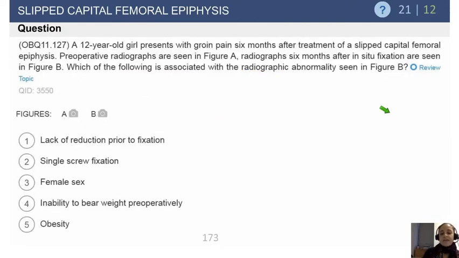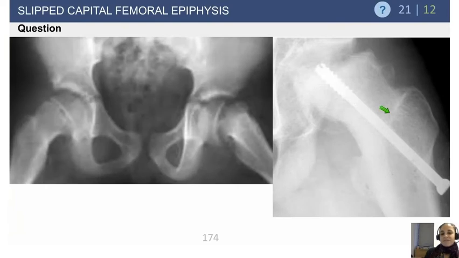So our next question, we have an adolescent female now. She's had 6 months of groin pain after she was already treated for slipped capital femoral epiphysis. So we have her preoperative radiographs, and then her postoperative radiographs at 6 months are seen. And again, this question is asking us two parts: to identify what the complication that's occurred here is and what her risk factor was for it. So you can see here a severe slipped capital femoral epiphysis, and then what you're seeing here is avascular necrosis with collapse of the femoral head.